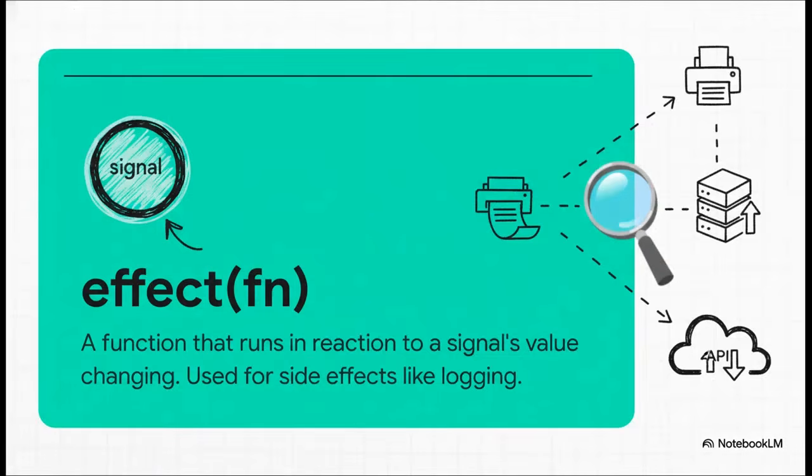And the third piece of the puzzle is the effect. Now an effect is different. It doesn't create a new value. Its whole purpose in life is to run some code whenever a signal it depends on changes. This is your go-to tool for side effects, things like printing to the console, making a network request, or saving something to a database.